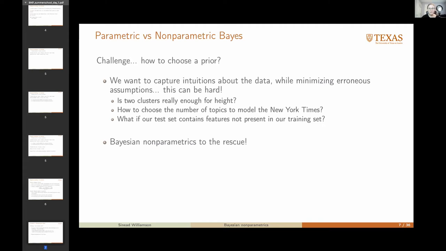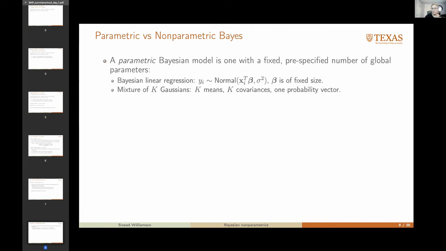So Bayesian nonparametrics is going to give us a framework for having flexible priors, and in particular, it's going to be flexible in terms of this latent dimensionality. So what do we mean by nonparametric? The first time I heard nonparametric Bayes, I fairly reasonably assumed that was Bayesian inference without any parameters. And that's not quite true. It's kind of a misleading name.